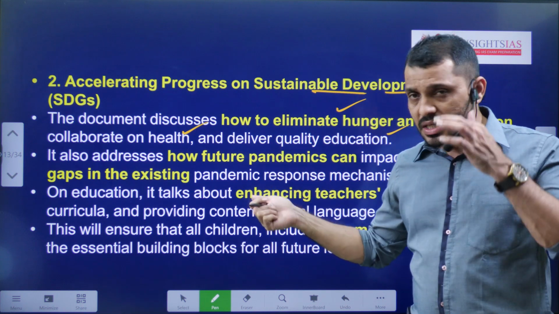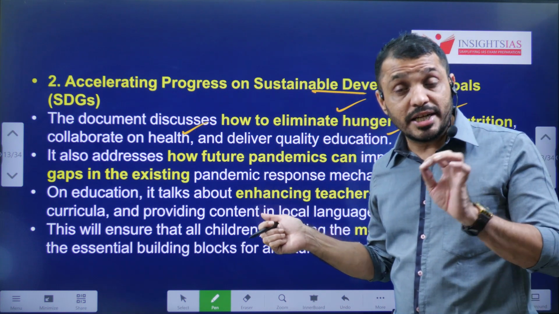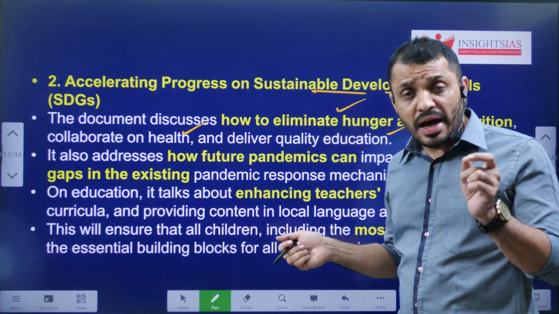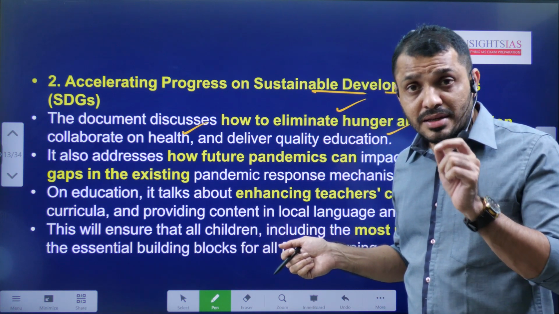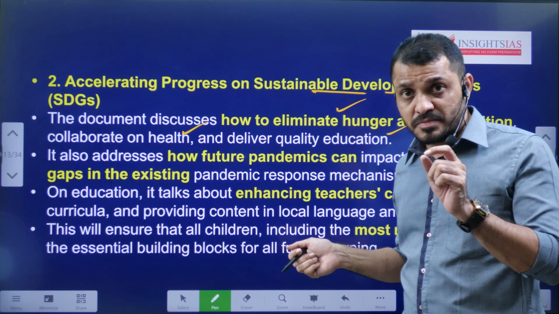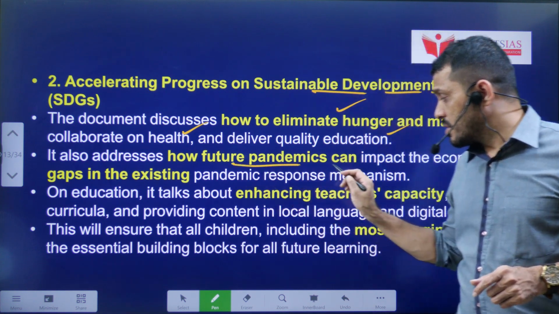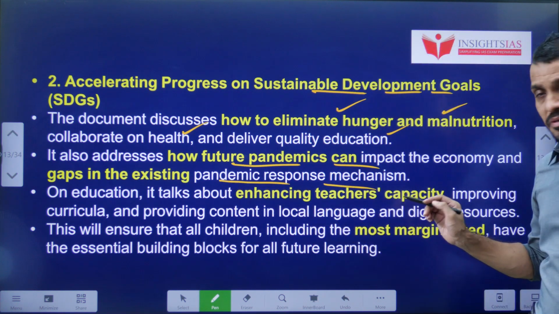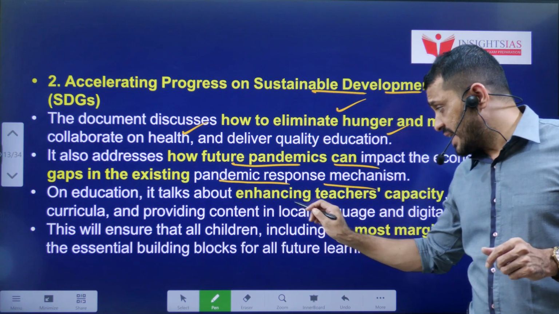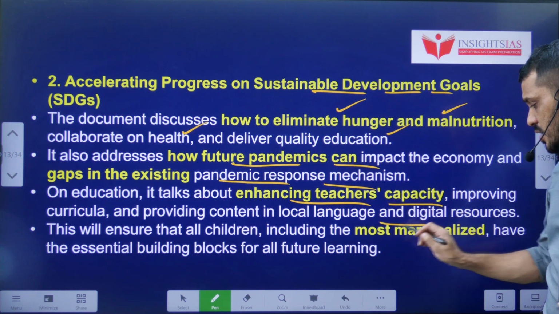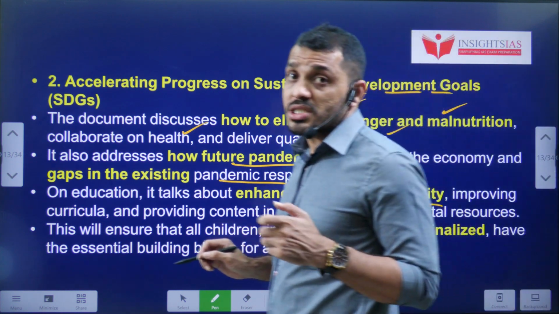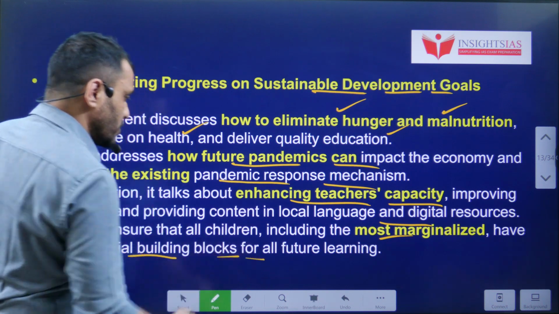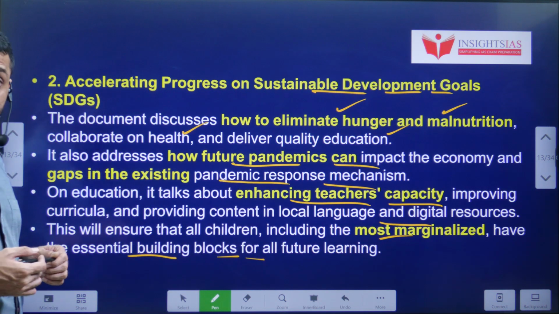Not only this, it also highlighted the quality education and training of teachers, and the gaps left by the pandemic in the global health system, how the world can be ready for a future pandemic and how the existing gaps can be filled. Like I said earlier, enhancing the teachers' capacity so that even the most marginalized children can get quality education so that their future learning can be improved.